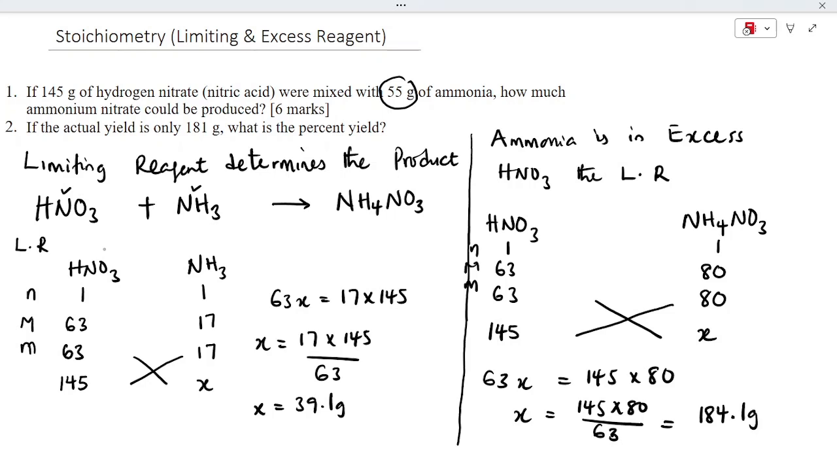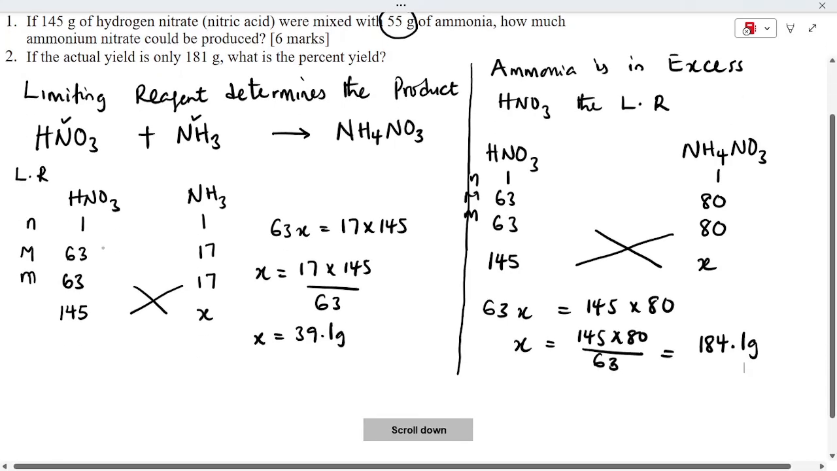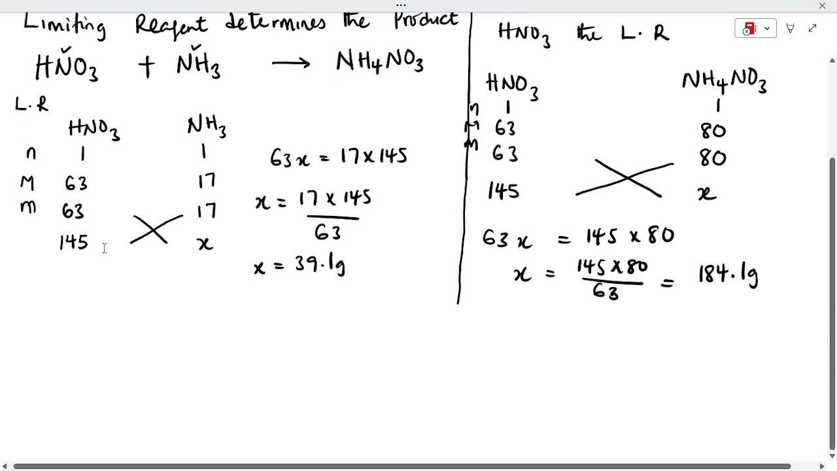And that is our answer. So when 145 grams of nitric acid reacted with 55 grams of ammonia, we are going to produce 184.1 grams of ammonium nitrate. Again, remember, determine your limiting reagent. Your limiting reagent is what determines the amount of product. So at the point where 145 grams of nitric acid was exhausted, we would have gotten 184 grams of ammonium nitrate. And then we'll have some extra ammonia, which is in excess. To get that, it will be 55 minus 39.1. But that's not the focus of the question.